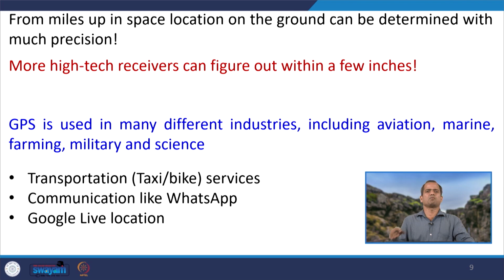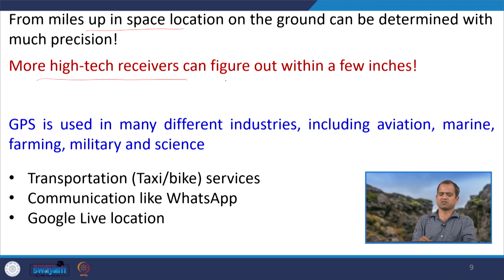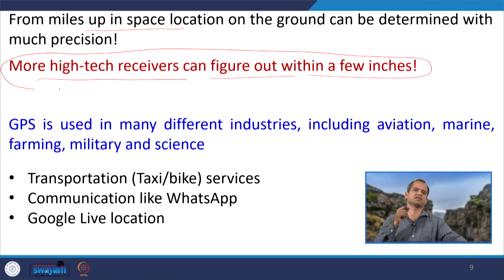So, that means from miles up, from thousands of kilometers away from the surface, this GPS is monitoring, and from this miles up in space location, the ground position can be determined with much precision. How precise it will be depends upon this receiver system, how strong your receiver system is. More high-tech receivers can determine position within a few inches of precision. It means very precisely it can detect where exactly you are.